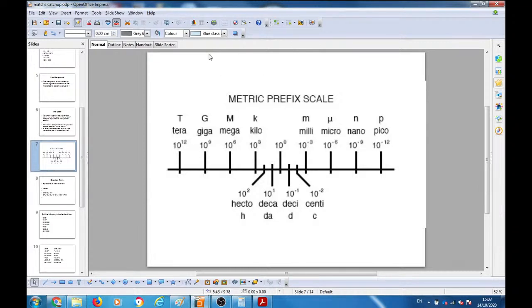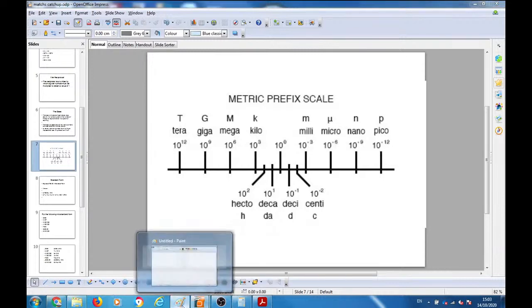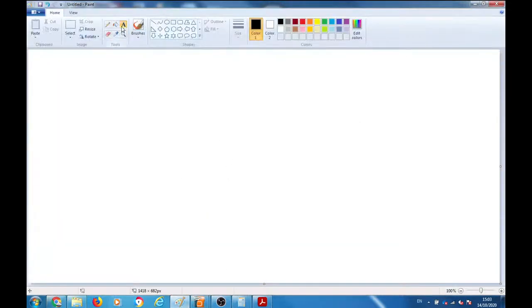In engineering, we just use steps of 3. So on the upper side we have kilo, mega, giga, tera, and between 1 and 0 we've got milli, micro, nano, pico. It always goes in steps of 3. So whatever number you express, you just use any of these exponential numbers.